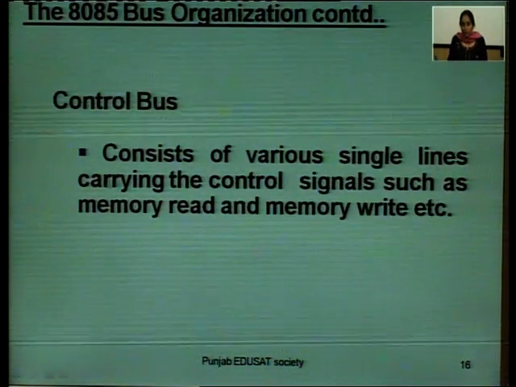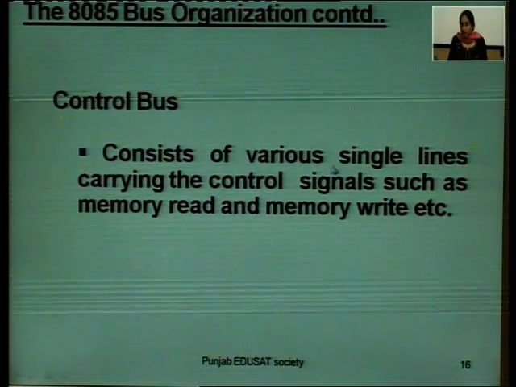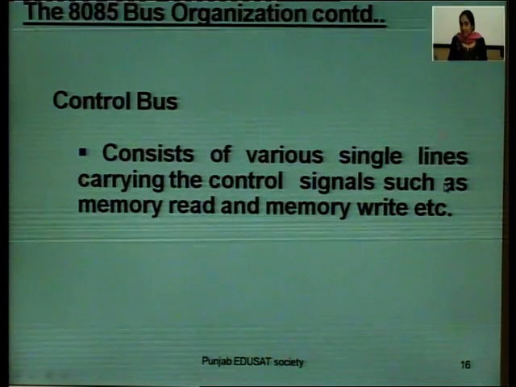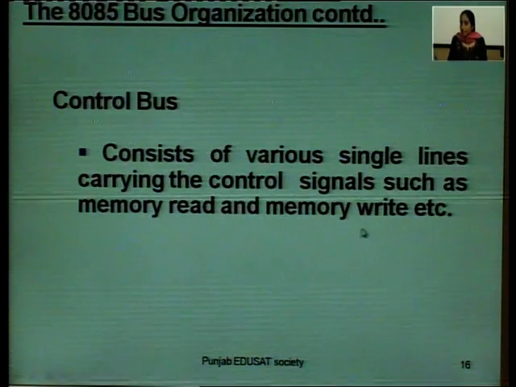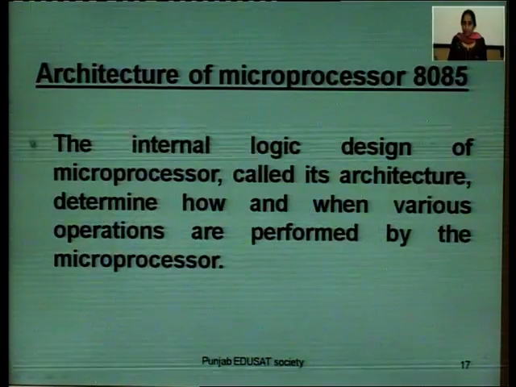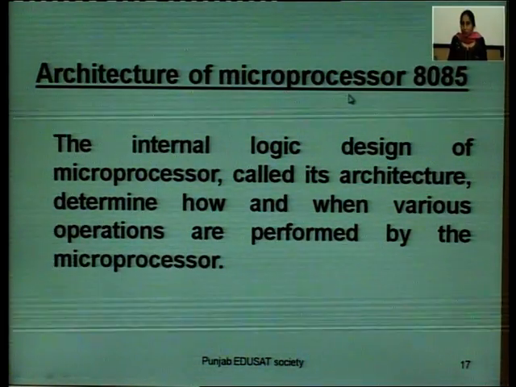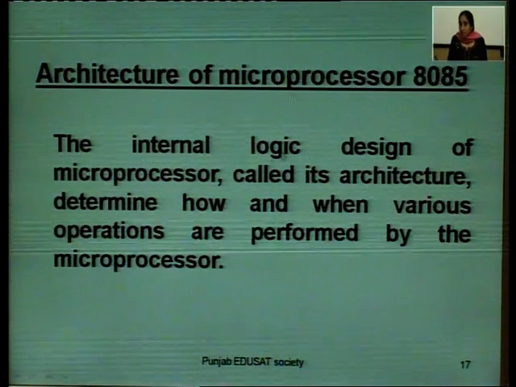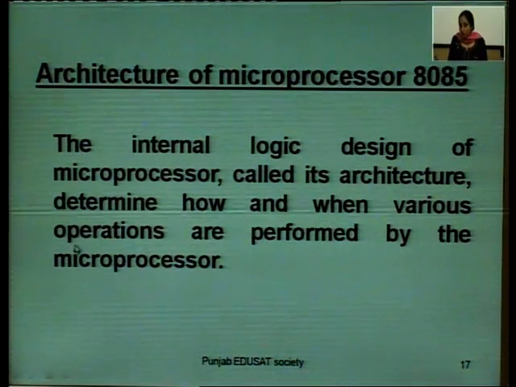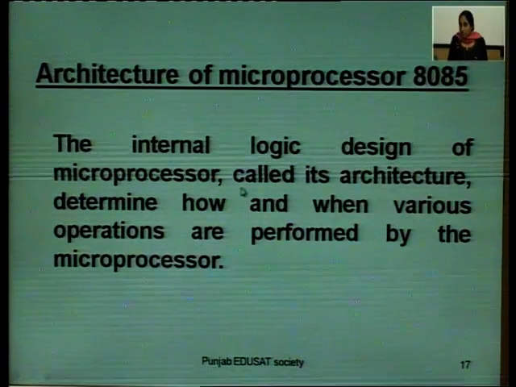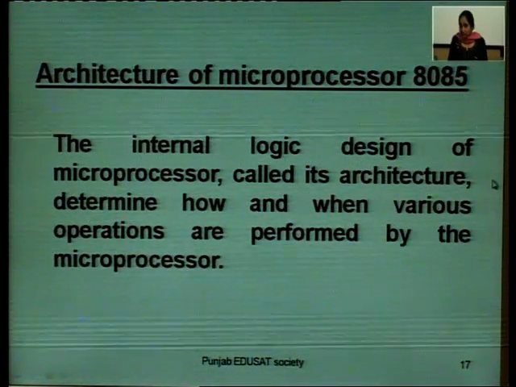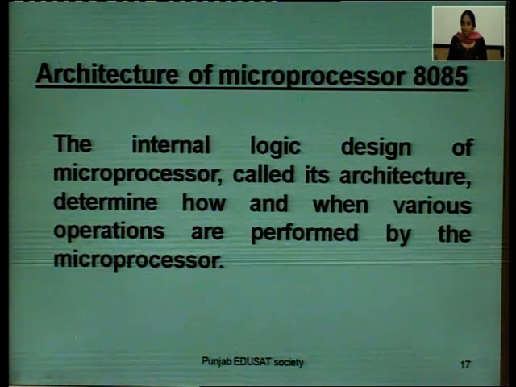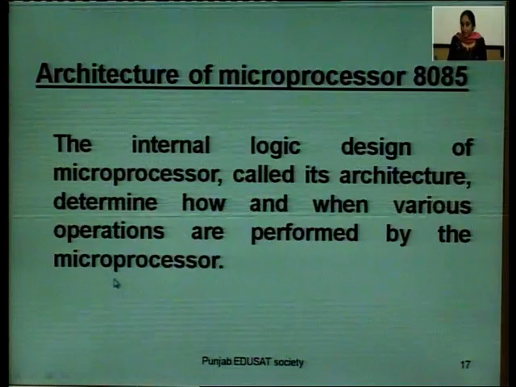Control bus. The control bus consists of various single lines carrying the control signals such as memory read and memory write, etc. Architecture of 8085 microprocessor. The internal logic design of the microprocessor is called its architecture. It determines how and when various operations are performed by the microprocessor.